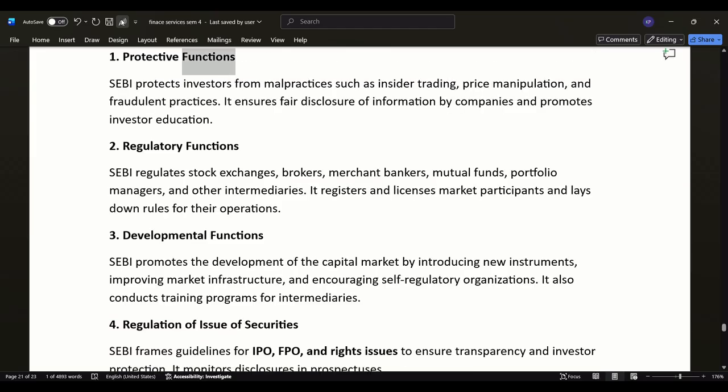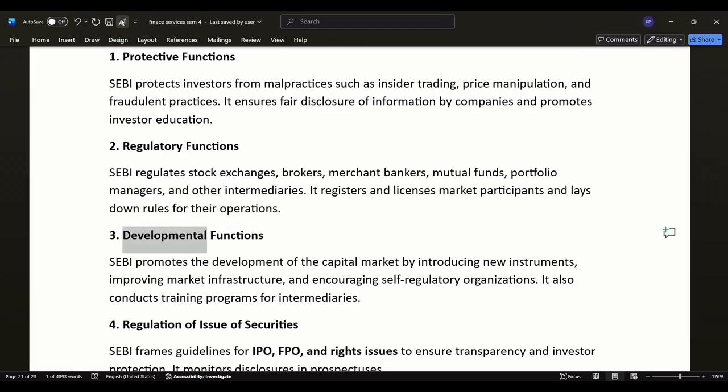1. Protective functions. SEBI protects investors from malpractices such as insider trading, price manipulation, and fraudulent practices. It ensures fair disclosure of information by companies and promotes investor education. 2. Regulatory functions. SEBI regulates stock exchanges, brokers, merchant bankers, mutual funds, portfolio managers, and other intermediaries. It registers and licenses market participants and lays down rules for their operations.